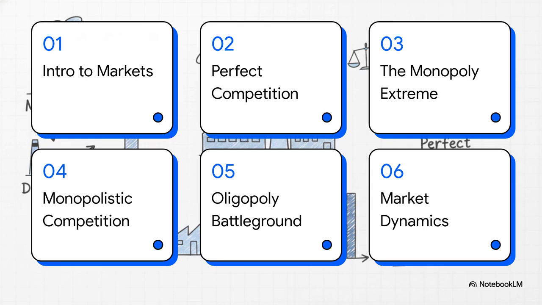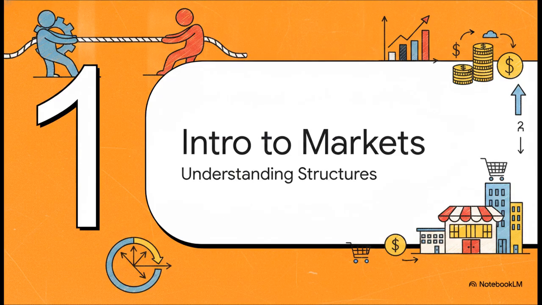We've organized this into 6 core sections for you. Introduction to market structures, perfect competition explained, the monopoly extreme, monopolistic competition mechanics, the oligopoly battleground, and finally, summarizing market dynamics.